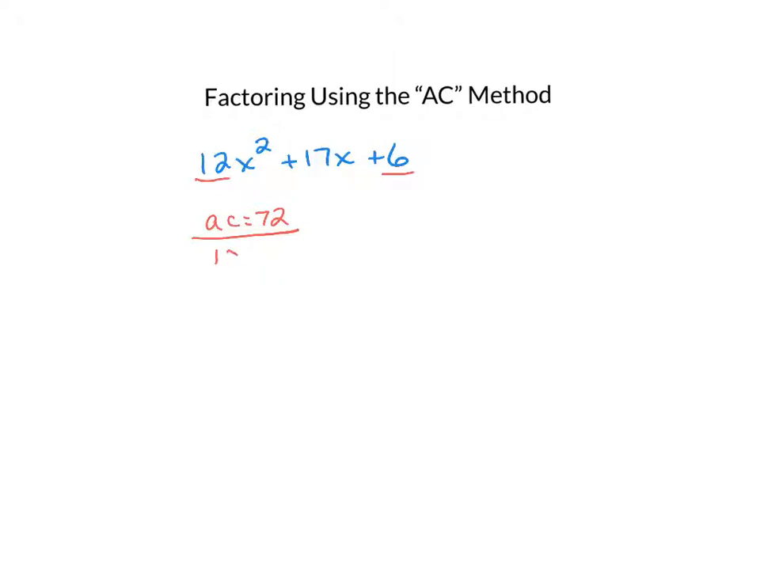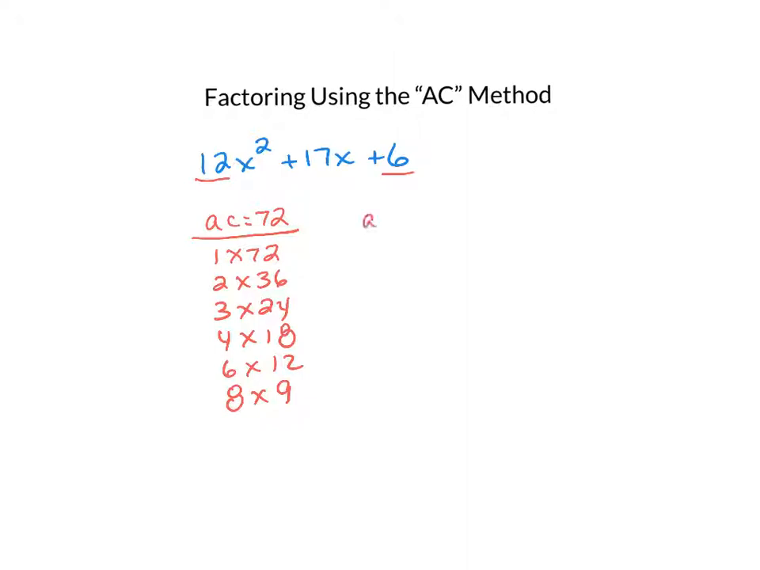So I'm going to create a list here. 1 times 72, 2 times 36, 3 times 24, 4 times 18, 6 times 12, and 8 times 9 are all equal to 72. In order to do the AC method, in addition to now going through and writing down all the factors, I'm also now going to go through and add all of these together.